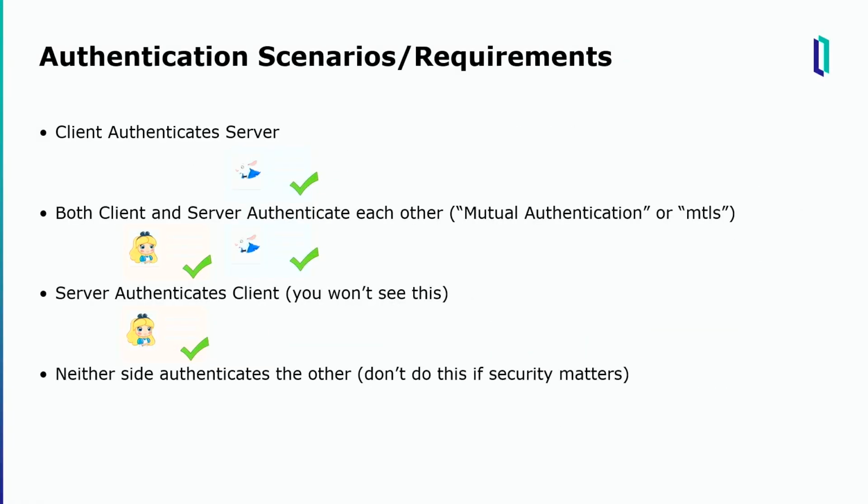Once you figure out what your client and server are, you'll need to figure out what level of authentication is required. There are 4 different possible combinations. The client authenticating the server, both the client and the server authenticating each other, also called mutual authentication, or MTLS, the server authenticating the client. This makes no sense by itself, you're not going to see that, and neither the client nor the server authenticating the other. This is not secure, don't do this unless you're just playing around.